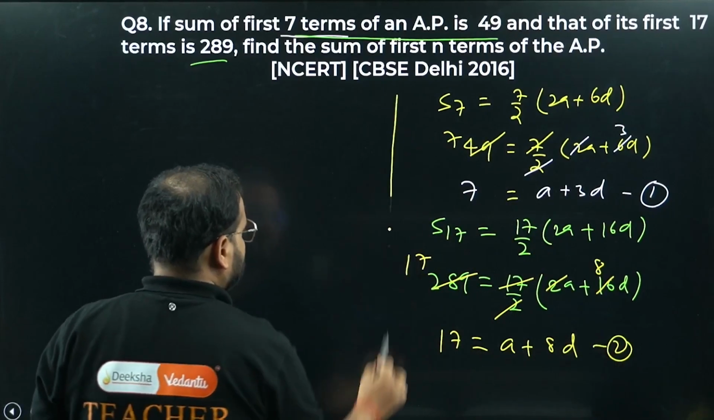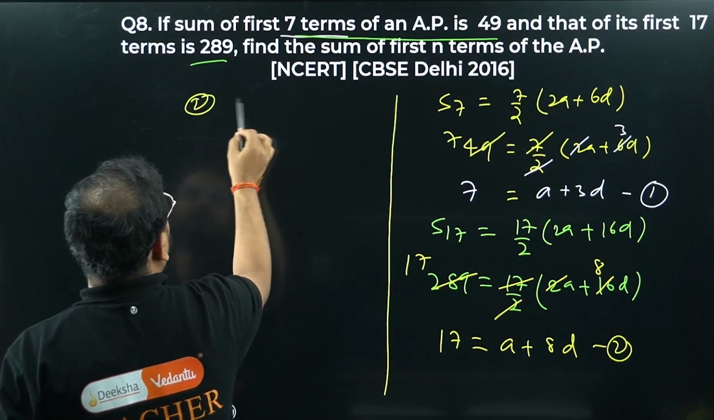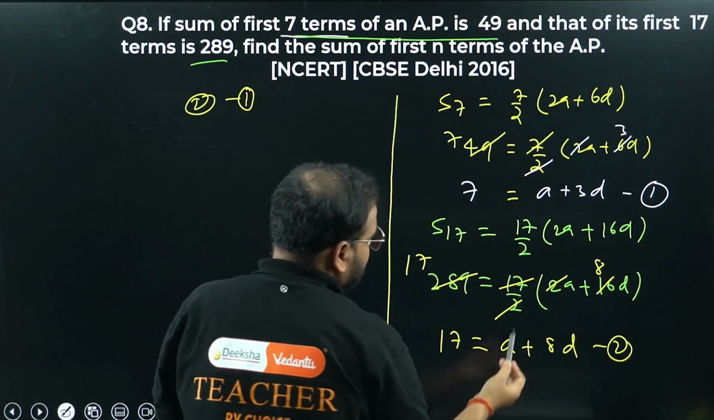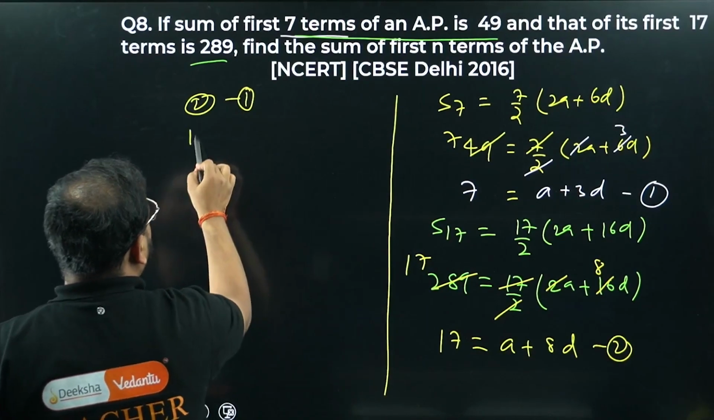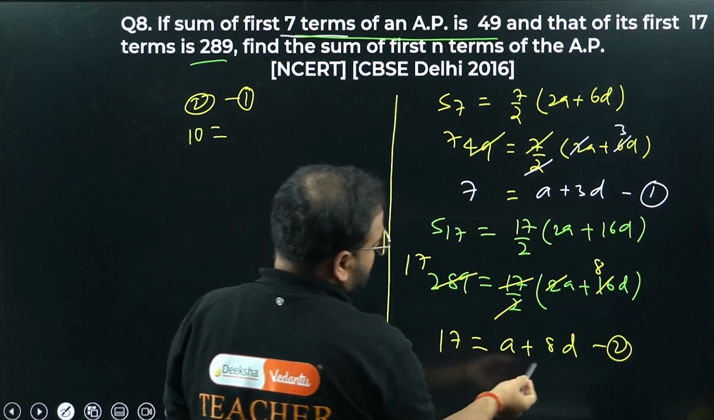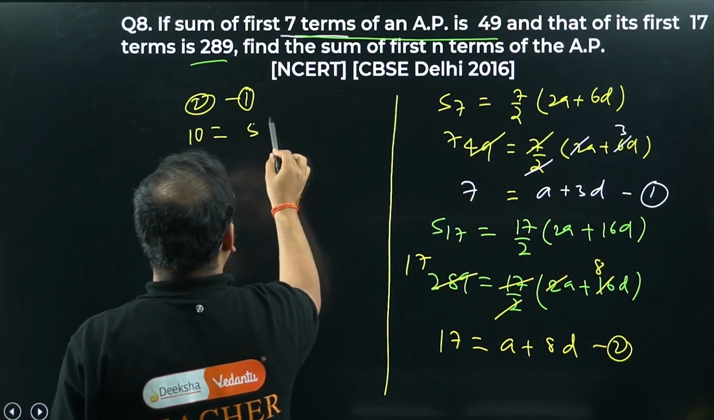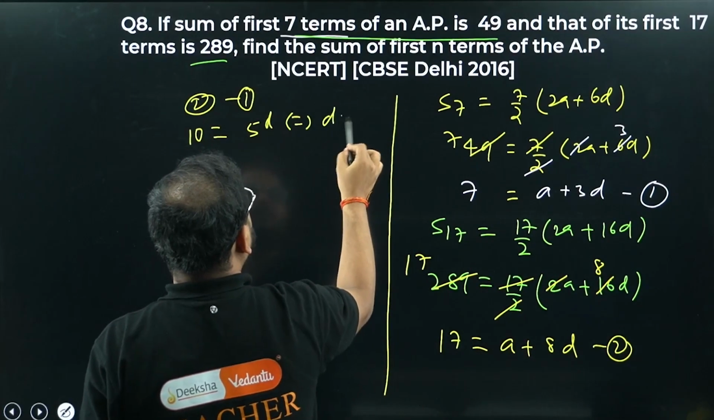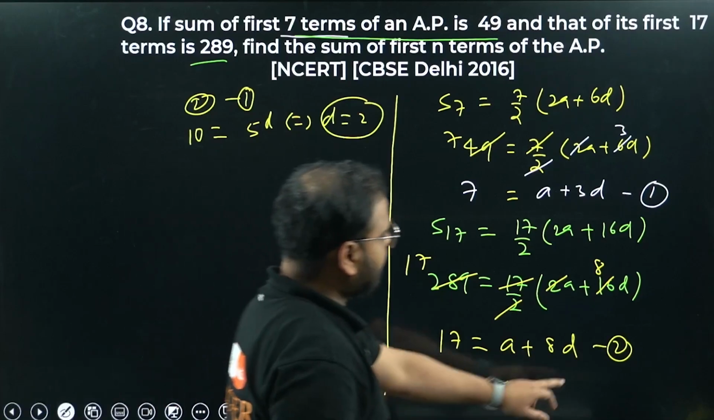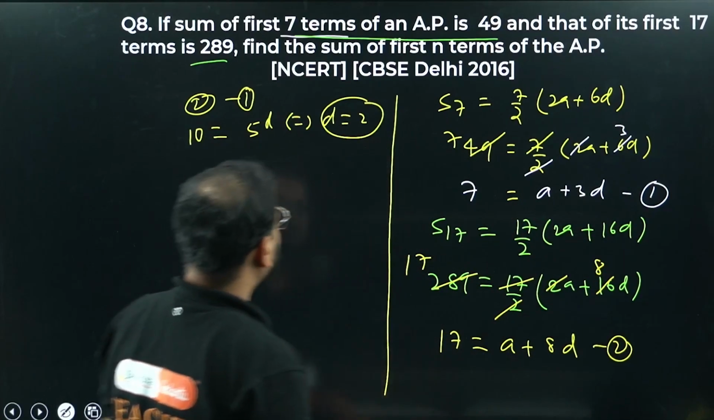Now do one thing, subtract equation 1 from equation 2. What I'm going to get, check here. I'm going to get 17 minus 7, so 10. And 8d minus 3d, so 5d. 5d equals 10 means d is simply 2.